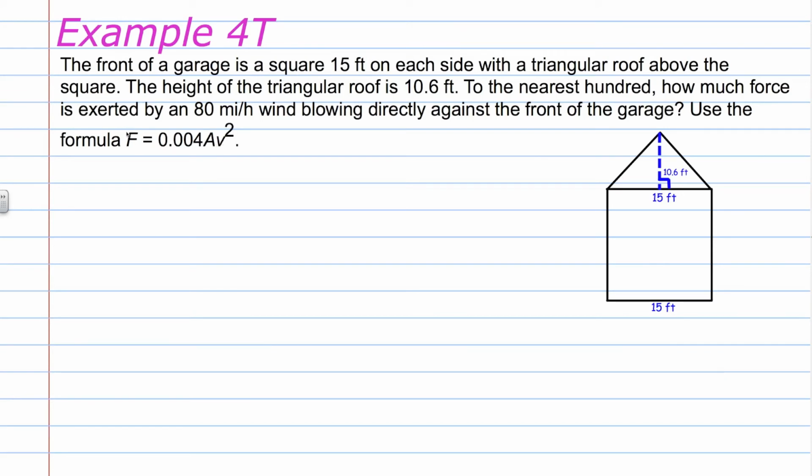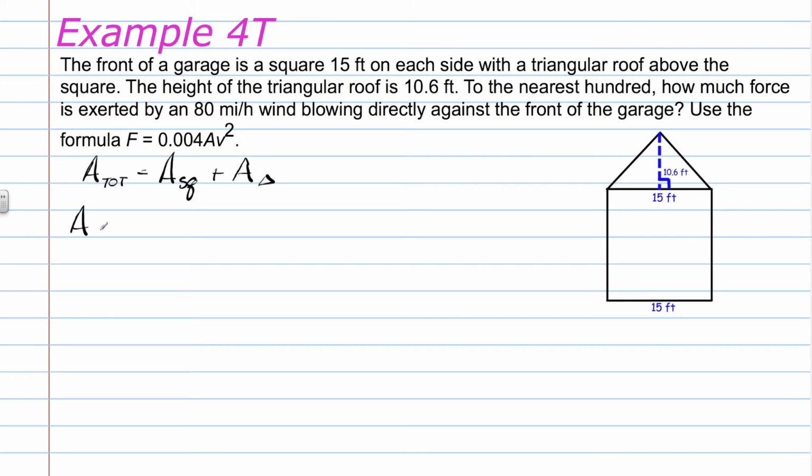F, in this case, is the force exerted. So to use this formula that we're given, we have to calculate the area of the front of this garage. Now this is a compound figure. It's a square and it's a triangle. And to find the area of a compound figure, you have to find the area of the parts and add them together. So in this case, the area total of the garage is going to be equal to the area of the square plus the area of the triangle. So we've got to find the area of the square and then the area of the triangle, add them together, then we can use our formula. So let's take a look at this.